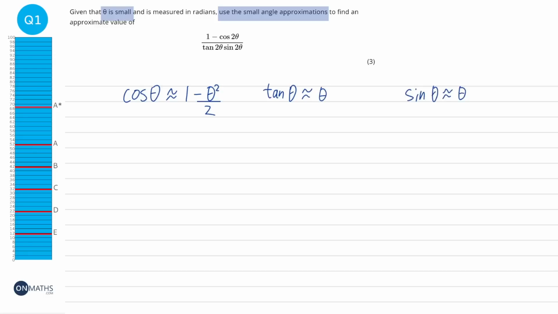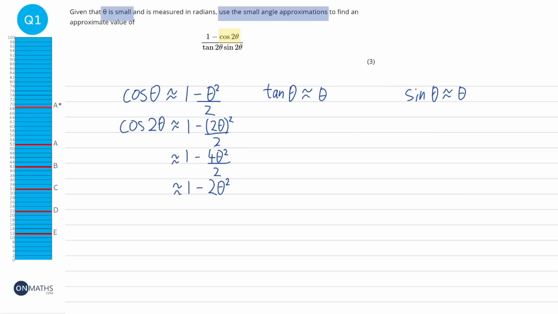So looking at the question, we've first of all got a cos 2 theta. So for this one, instead of cos theta, it's cos 2 theta. So that's just going to be roughly the same as 1 minus 2 theta squared over 2. Now we can actually just expand this a little bit. So that's going to be 1 minus, and 2 squared is going to be 4 theta squared over 2, which is roughly going to be the same as, we're just going to cancel the 4 and the 2, so it would just be 2 theta squared.